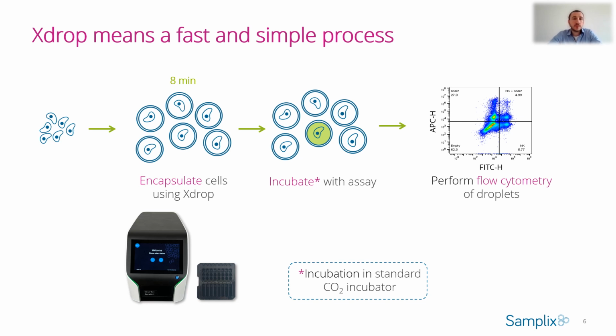So the workflow using Xdrop is that you start with your cells of interest, and then you encapsulate your cells in the droplets during these 8 minutes. And after encapsulation, you'll incubate your droplets with the cells inside using a standard CO2 incubator, and then you can perform your analysis afterwards, such as flow cytometry, for example.